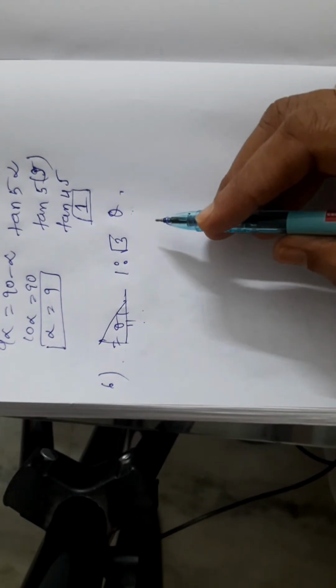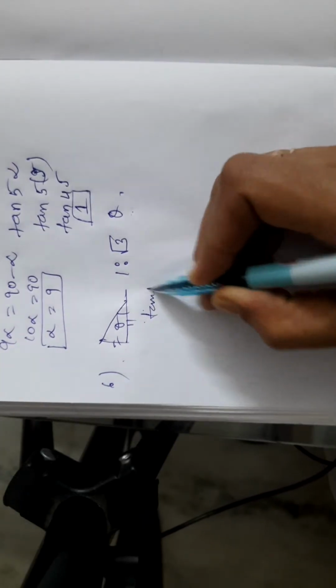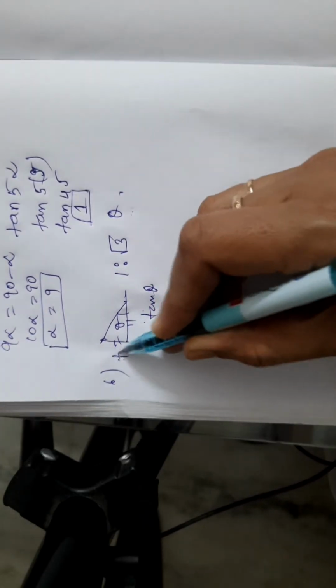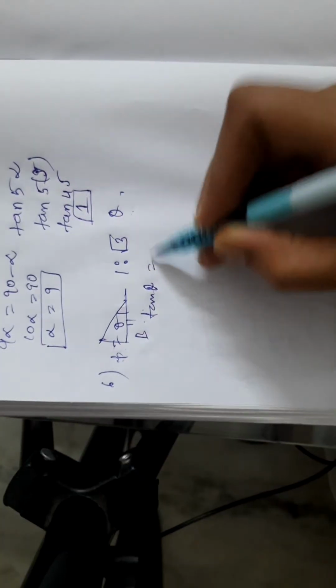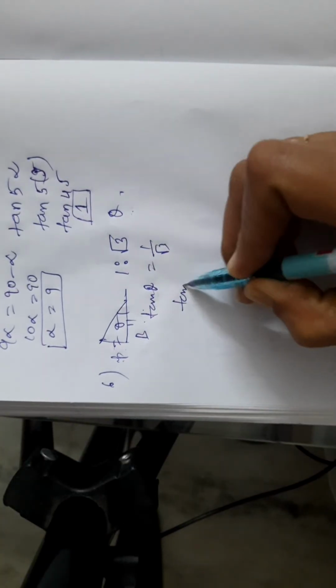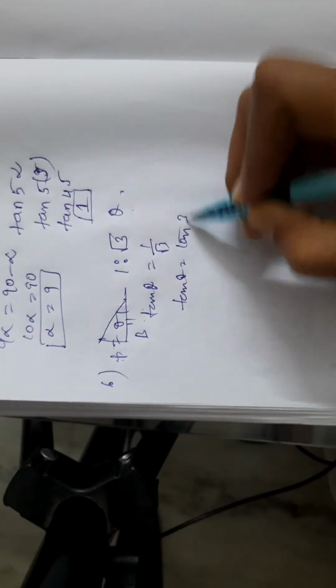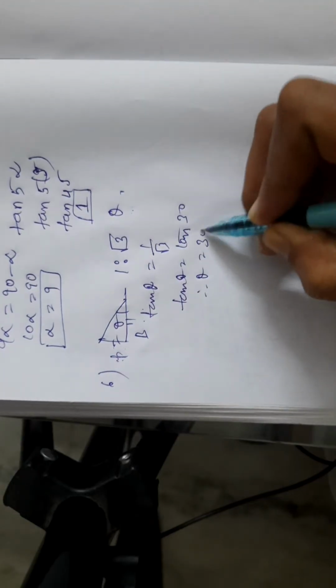Very good. So it's tan theta. As they are making a tan relation, P by B is there. So tan theta is 1 by root 3. Tan theta, tan 30. Thus theta is 30.